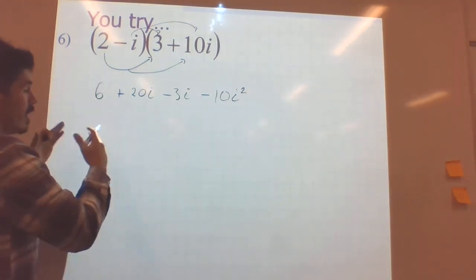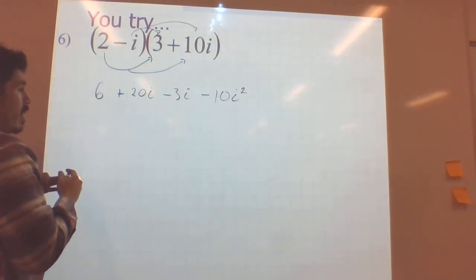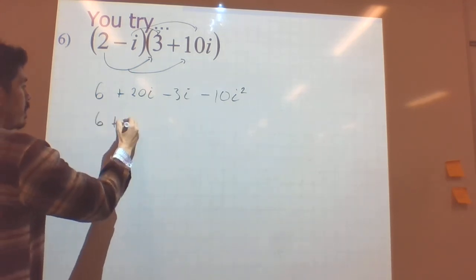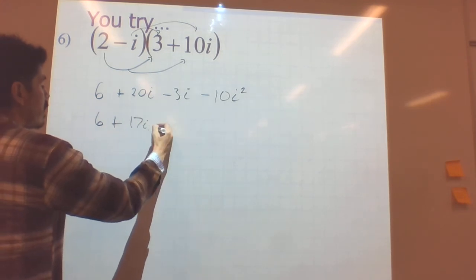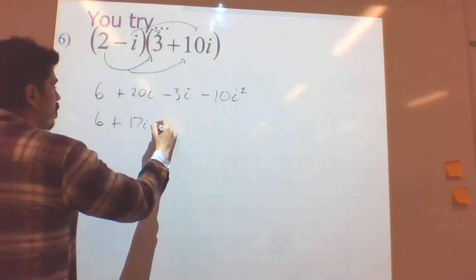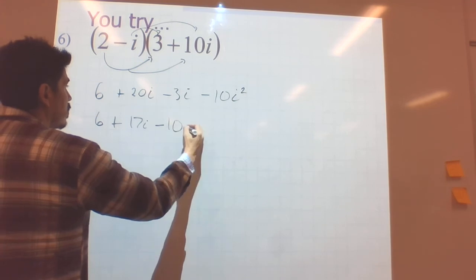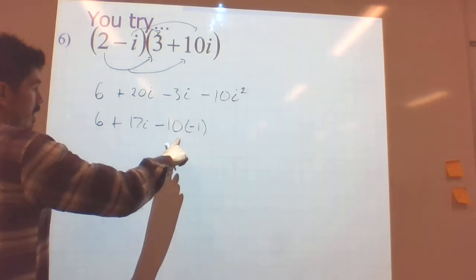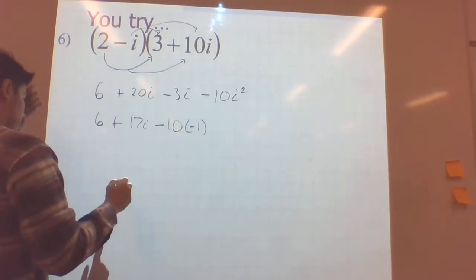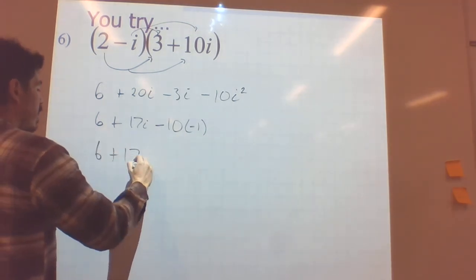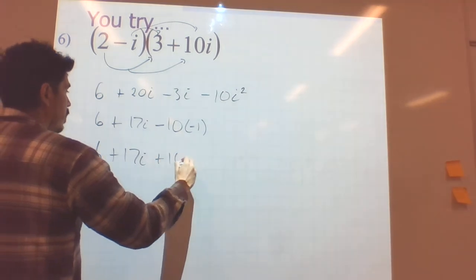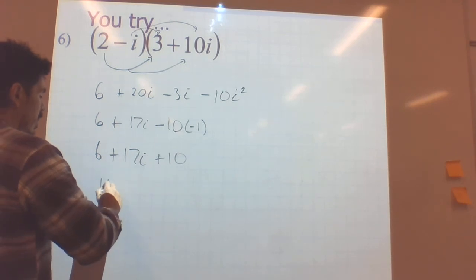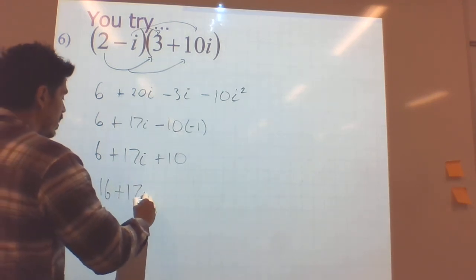And once again, we combine all like terms. And we're going to be left with 6 plus 17i minus 10, and negative 1 because i squared. It's going to be positive. So we're going to get left with 6 plus 17i plus 10. We add the 10 and the 6. We're going to get 16 plus 17i.